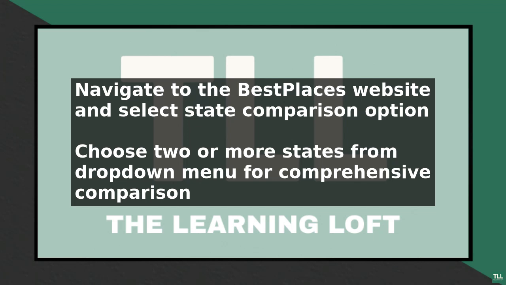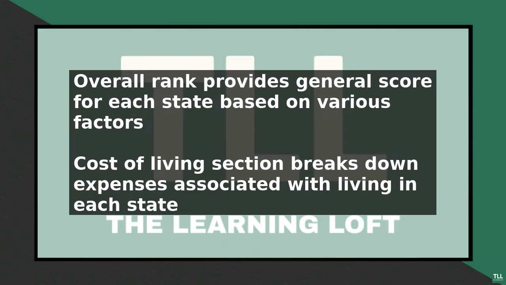The report is divided into several sections, including overall rank, cost of living, education, and crime. The overall rank provides a general score for each state based on various factors such as economy, education, and healthcare. The cost of living section breaks down the expenses associated with living in each state, including housing, groceries, and transportation. This information is crucial for individuals considering relocation.